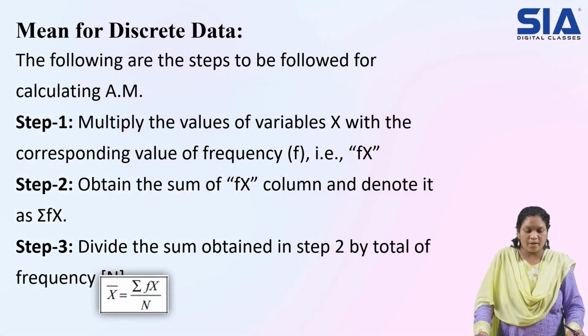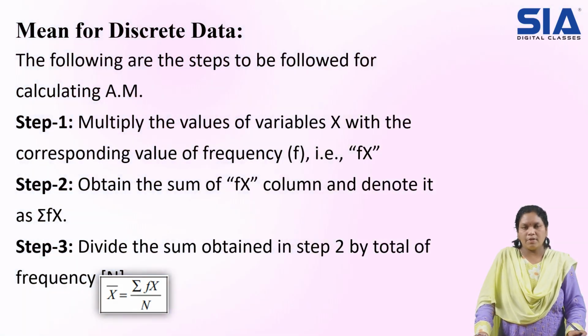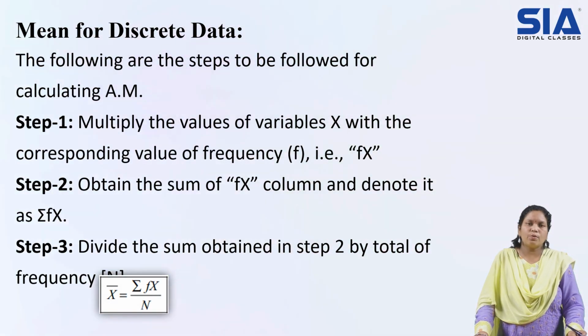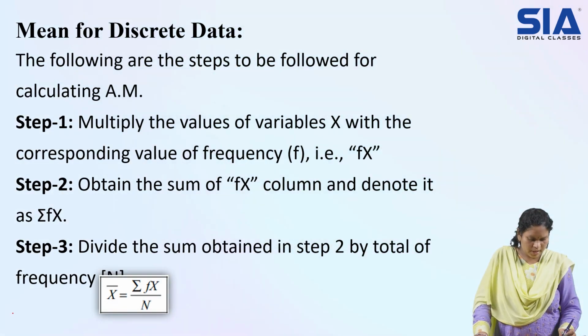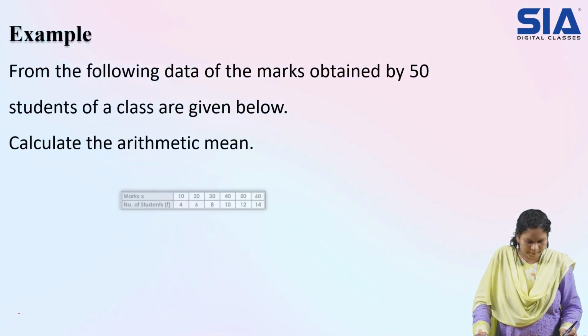Just now we have taken the family example, right? Only family and its income. They have given the income, so single data, individual data, you have done. Now discrete data, two types of data they'll give. So let us see an example so that you can understand properly.